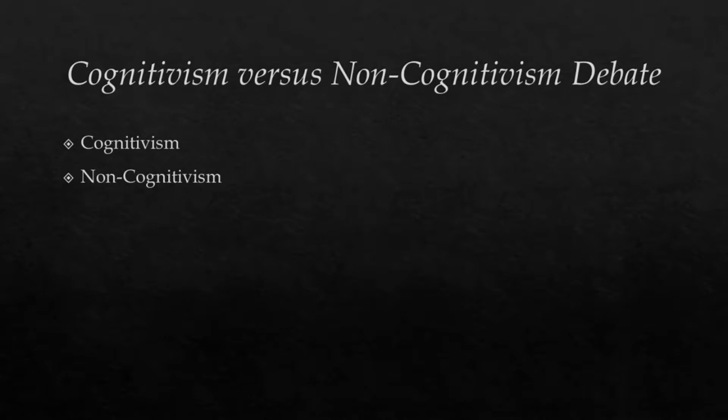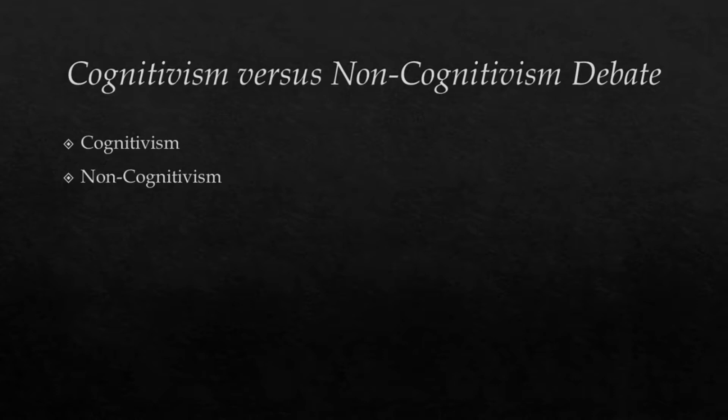The cognitivism versus non-cognitivism debate is focused on the issue of moral language. More specifically, cognitivists and non-cognitivists differ on what moral judgments are. Cognitivism is the view according to which moral judgments are beliefs or statements that describe a feature of the world. Furthermore, they believe that moral judgments can be true or false. After all, beliefs are the sorts of things that can be true or false.